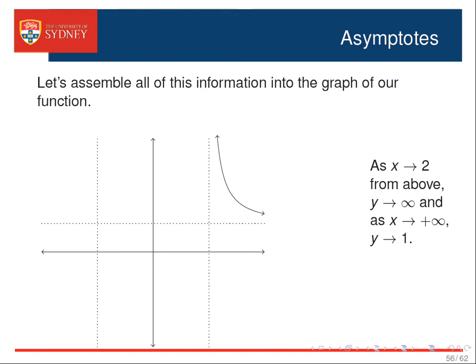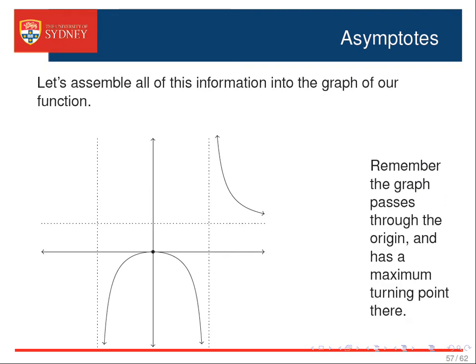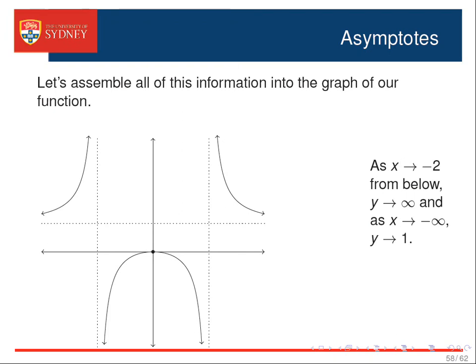We saw that the graph passed through the origin, and our differentiation showed us it had a maximum turning point there. Finally, we saw that as x tends to minus 2 from below, y tends to infinity, and as x tends to negative infinity, y tends to 1. So this is what our graph looks like.